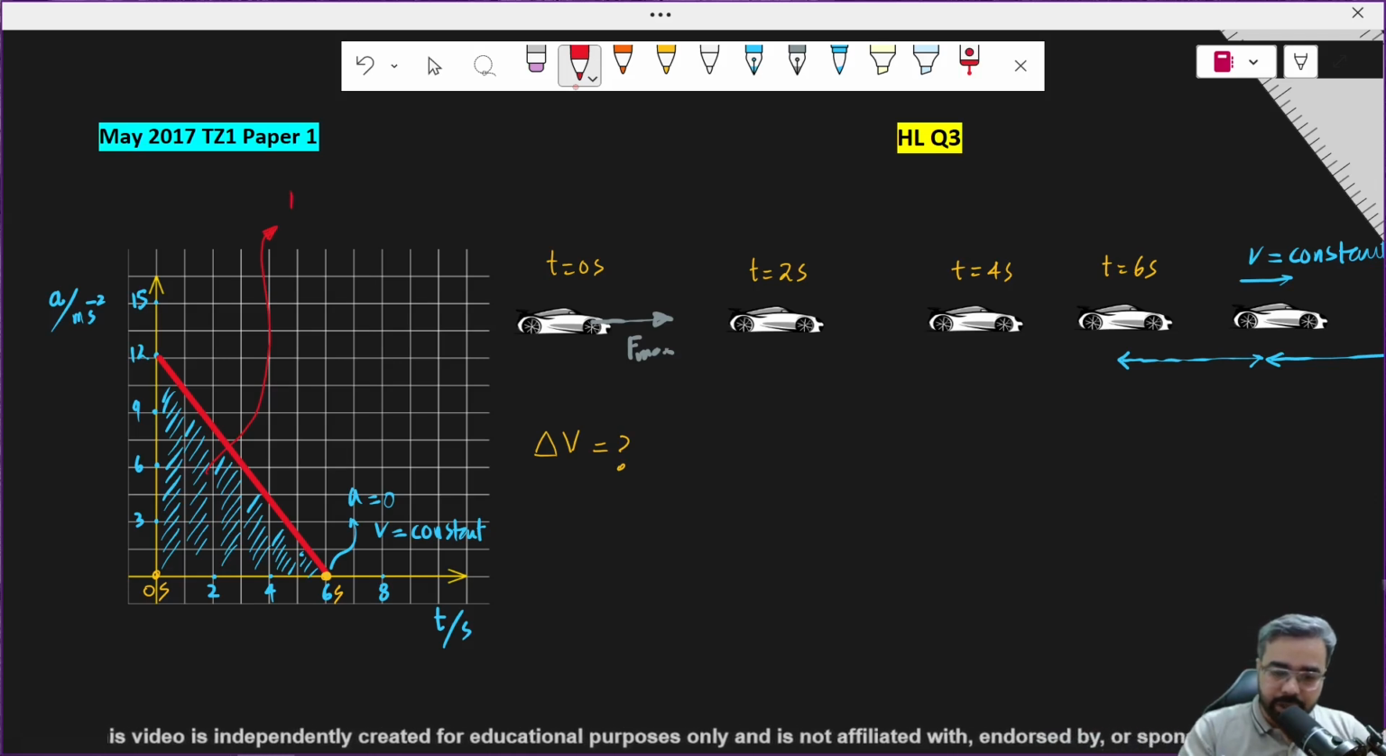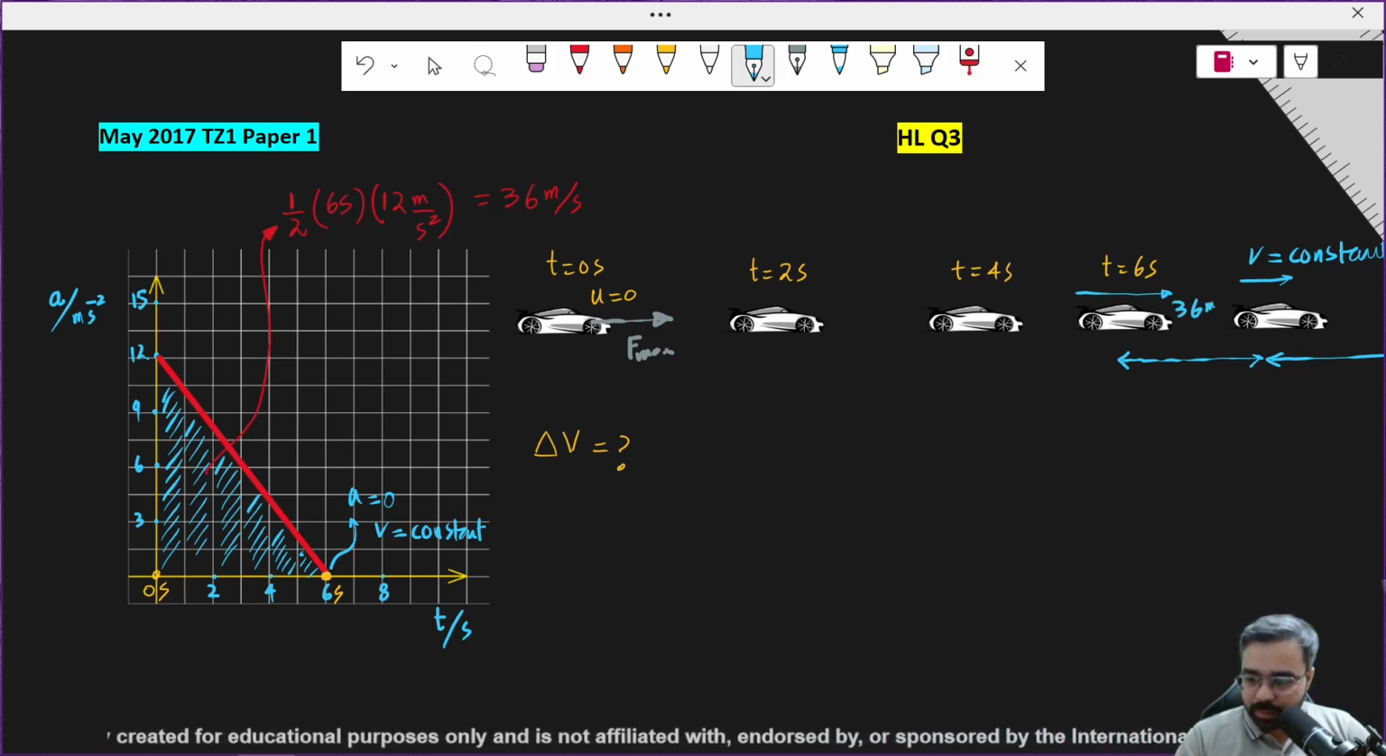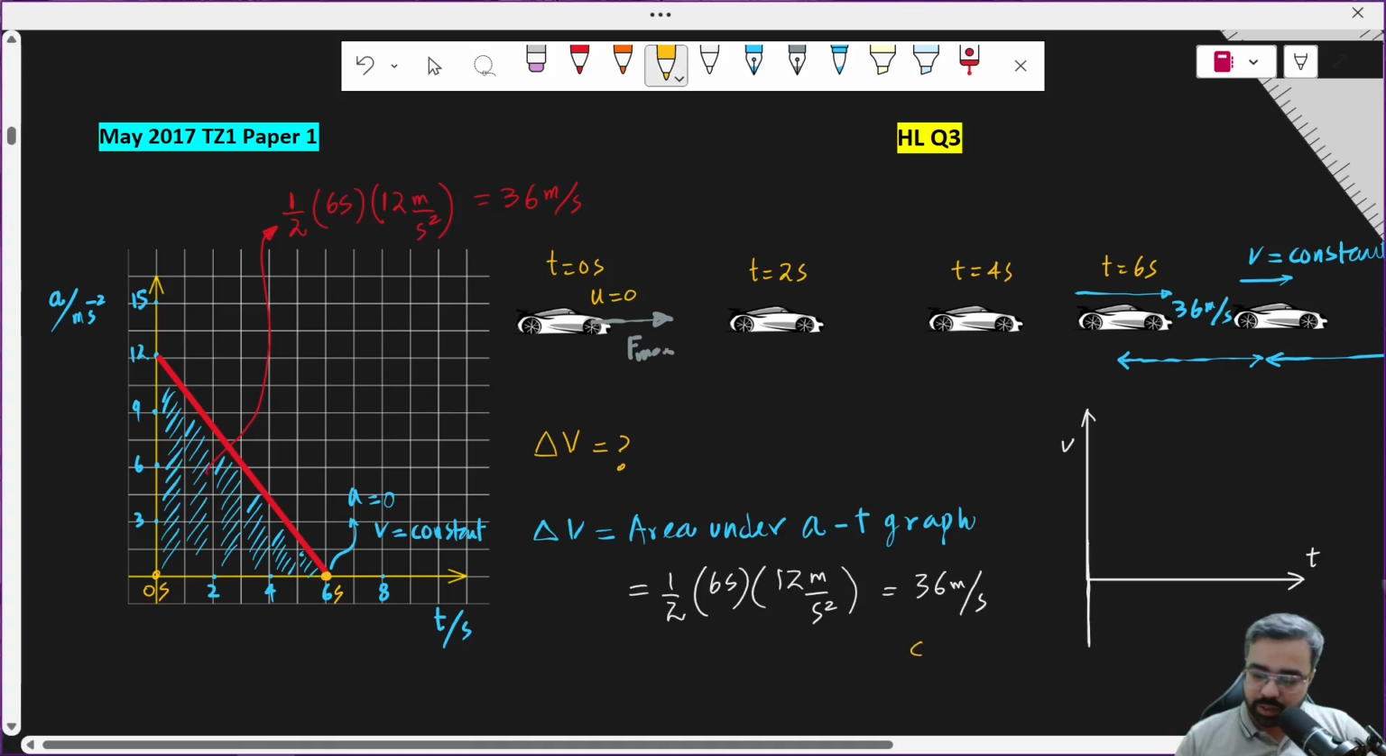So it is a triangle, so that is 1/2 times the base of this triangle, which is 6 seconds, and the height of the triangle is 12 meter per second square. So that is obviously 36 meter per second. It means that at the time when the maximum force was applied, the speed was zero. But at the sixth second, dear students, the speed is maximum, which is equal to 36 meter per second. So the right answer is option C.